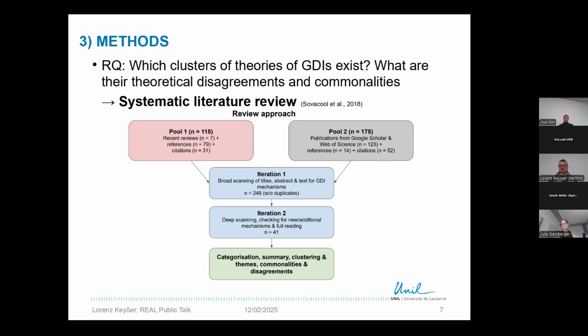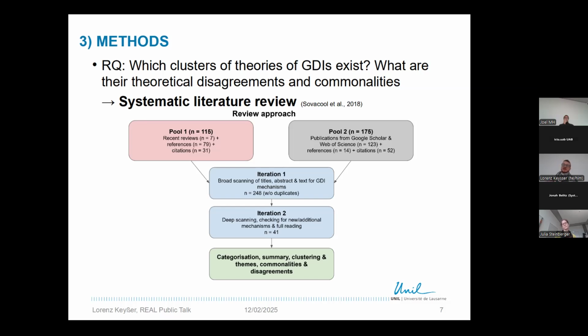So there was a tiny bit of snowballing there. In this first iteration, all papers that actually broadly discuss GDIs come to 248 publications. Out of this, we include only those in the review that actually add a new GDI mechanism to the ones that we had already included from, for instance, the pool 1.